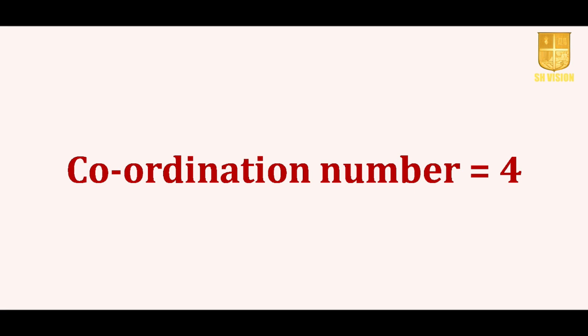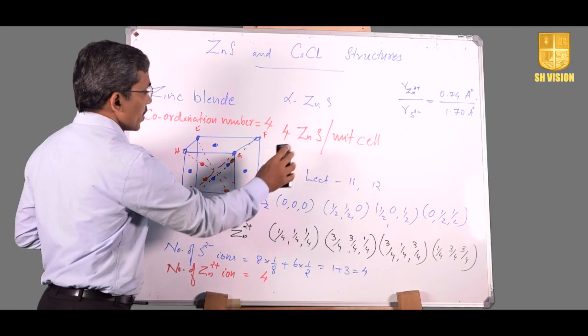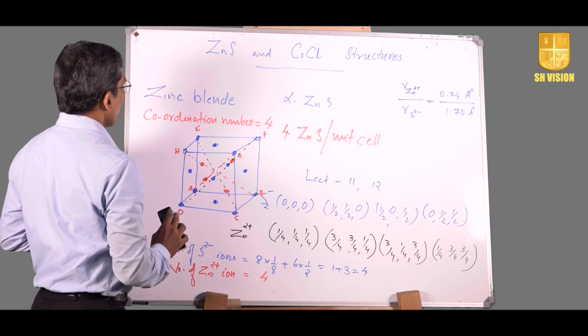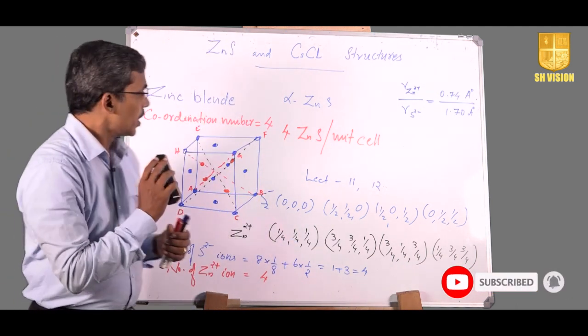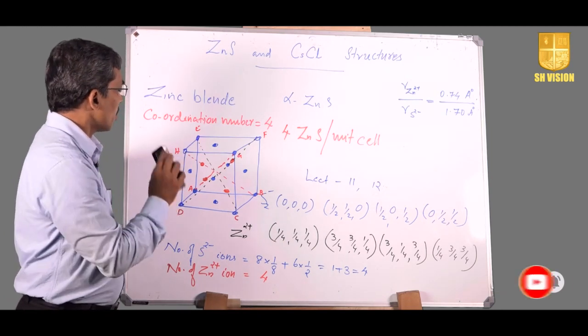So we have all the major points there on the board. Zinc blend, sphalerite structure is another term used. Then coordination number is 4, 4 zinc sulfide, zinc blend units per unit cell, and it goes like this. Now we want to find the atomic packing factor or packing efficiency of zinc blend.